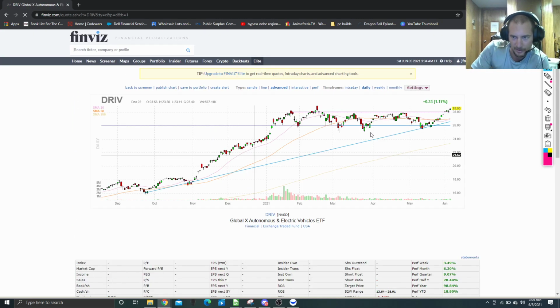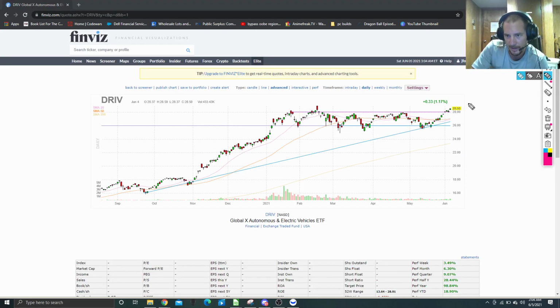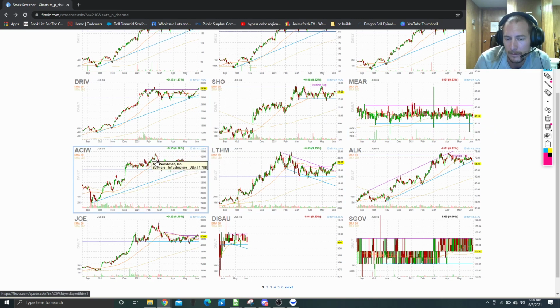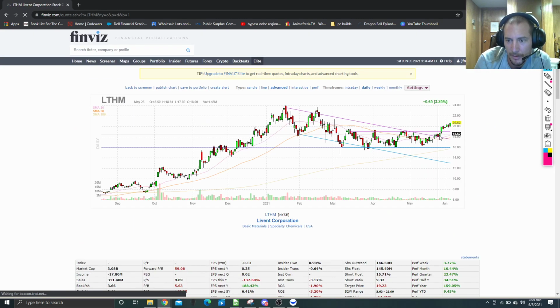See, here's a good one, DRIV. Price has broken this channel. What we want now is for retests, bullish rejection. That can go on watch. Here's another one. Price has broken out of this channel. It has recently retested and rejected. So if I could get this at a price around 2010-ish, I would take this.